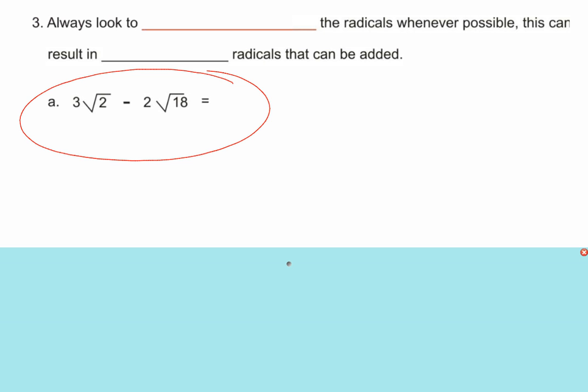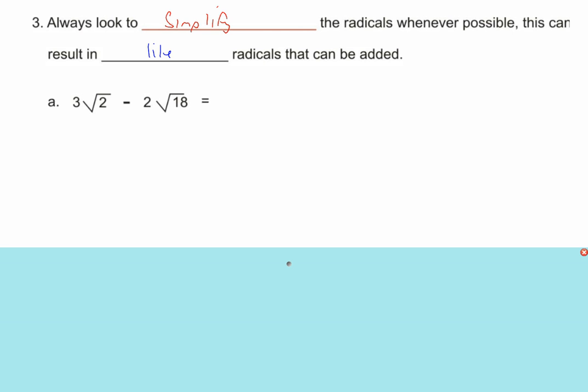So why are you wrong? Andrew? Because you can simplify. So what we need to fill in, always look to simplify the radicals whenever possible. This can result in like radicals that can be added. And look, simplifying is something you're always looking out for. Think about your quiz yesterday. Didn't that get some of you? The aspect of you weren't always looking to simplify? You always need to be looking to simplify, always.